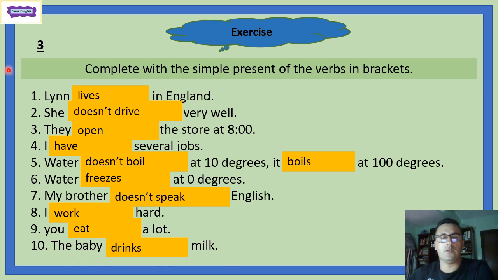Voilà la correction. Je vais vous lire comme ça rapidement tout. Lynn lives in England. She doesn't drive very well. They open the store at 8 o'clock. I have several jobs. Water doesn't boil at 10 degrees. It boils at 100 degrees. Water freezes at 0 degrees. My brother doesn't speak English. I work hard. You eat a lot. The baby drinks milk.